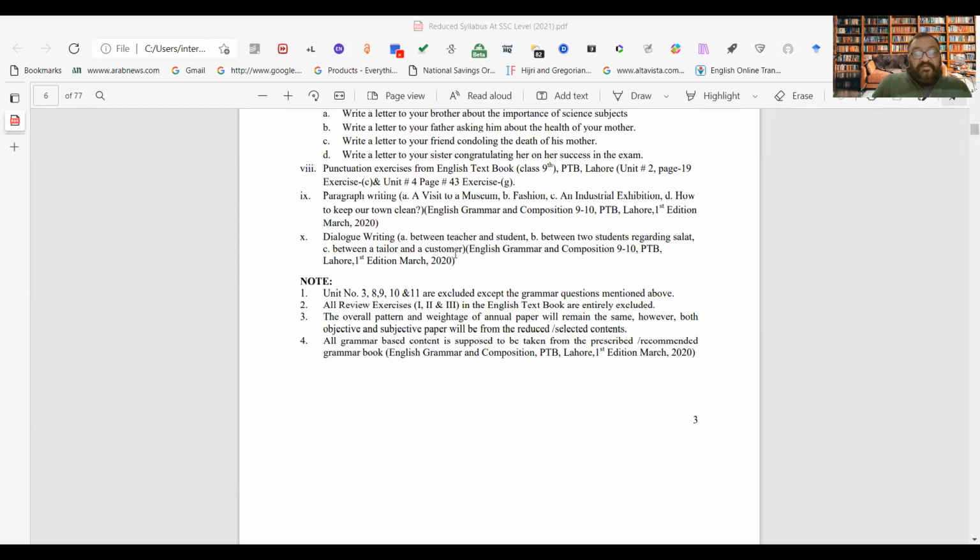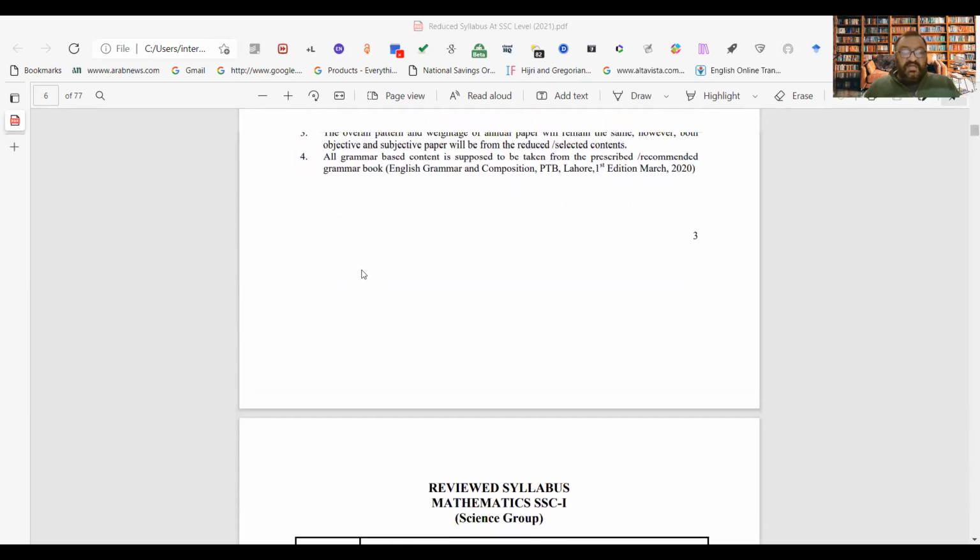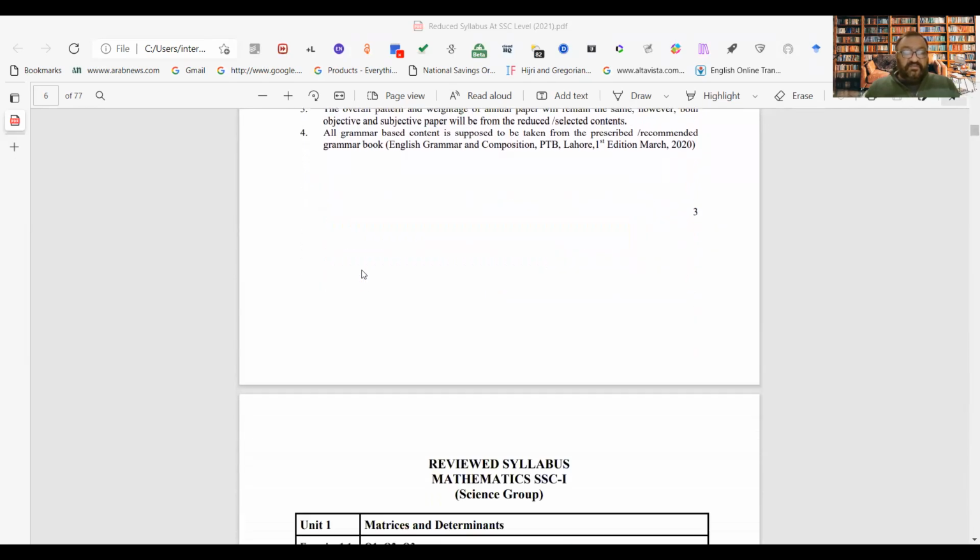And dialogue writing: between teacher and student, between two students regarding salad, between a tailor and a customer. English Grammar and Composition 9 to 10, Punjab Textbook Board, the same syllabus for Federal Board and Punjab Board, and the same in Sindh Textbook Board. There is not much difference. So the notes are also given here. You have to see now.